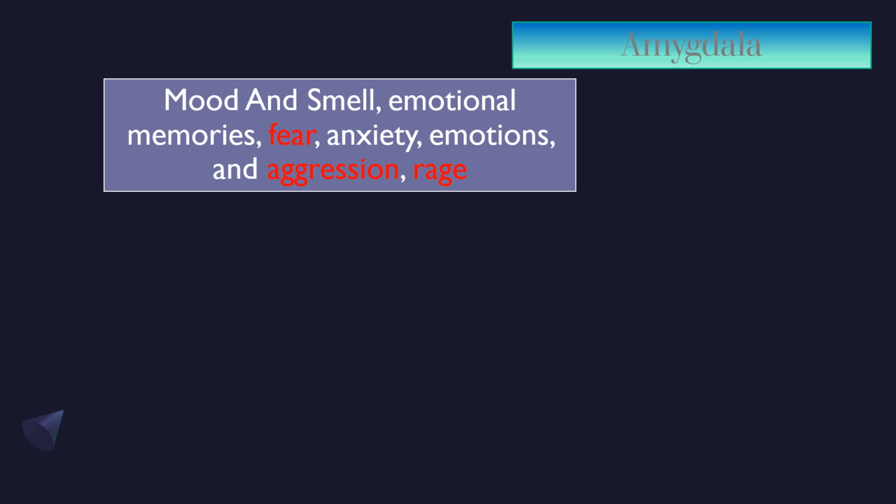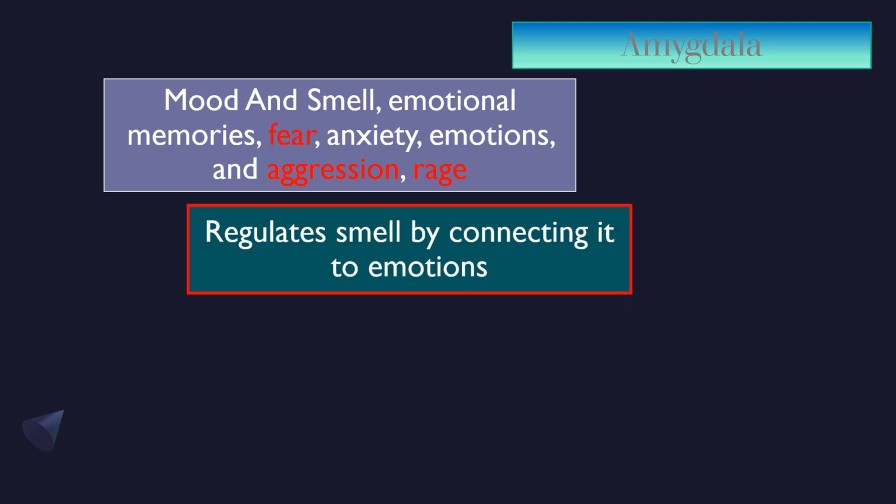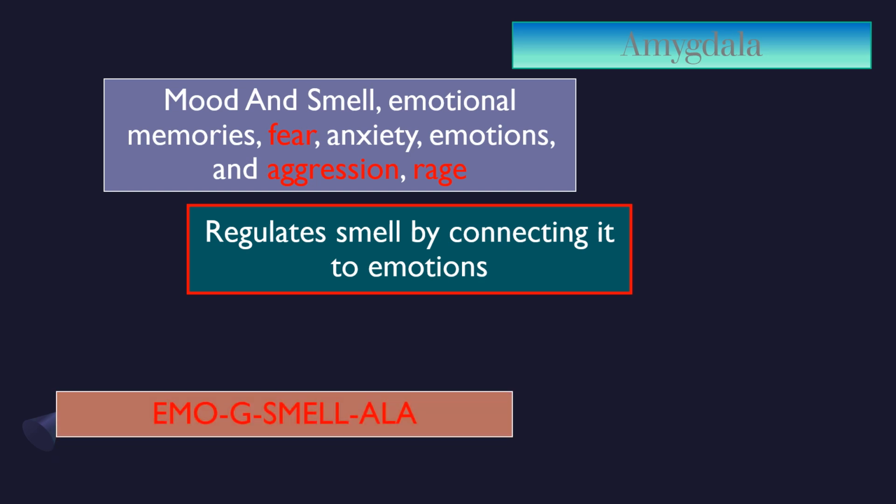The amygdala. Here we process and manage mood and smell, emotional memories, fear, anxiety, emotions and aggression and rage. And remember, smell is used to connect with emotions. Remember, EMOGSMELL.